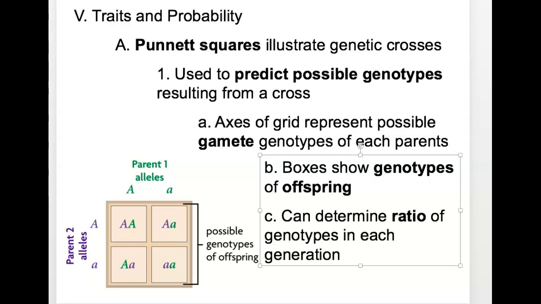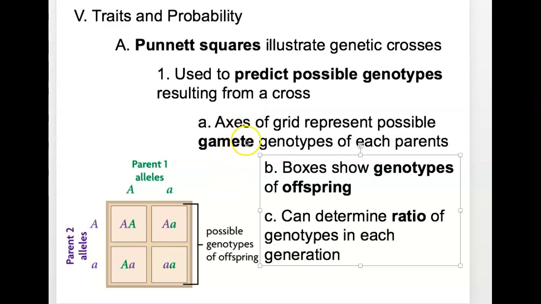Let's look at the Punnett squares. This past week, you were working on Punnett square problems. And remember, they are to illustrate genetic crosses between our parents. So down here is one of our examples of a Punnett square. We use them to predict possible genotypes resulting from one of the crosses.